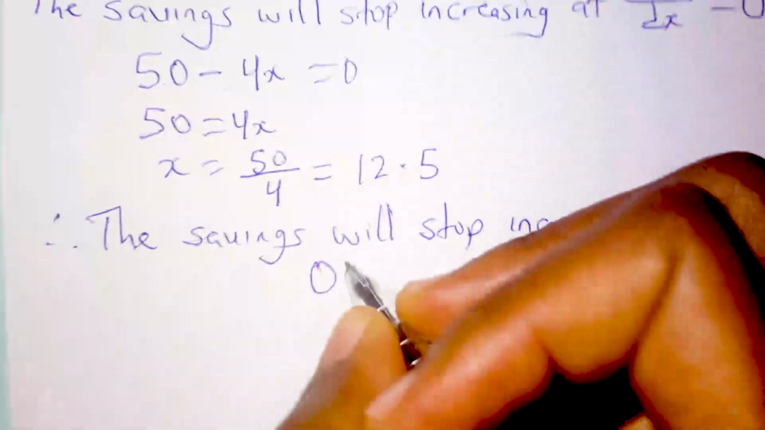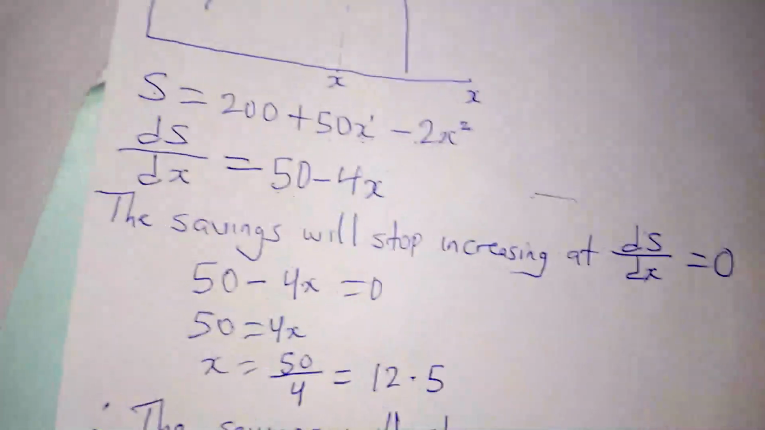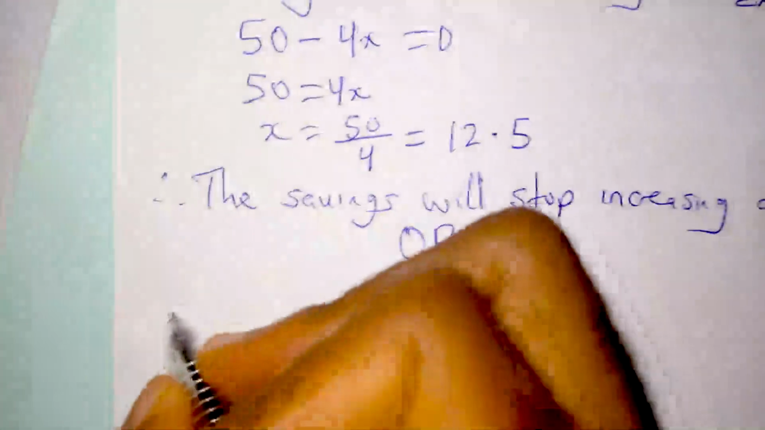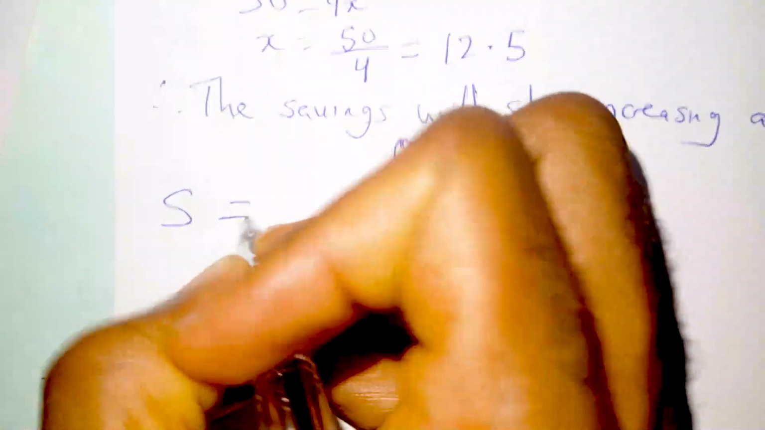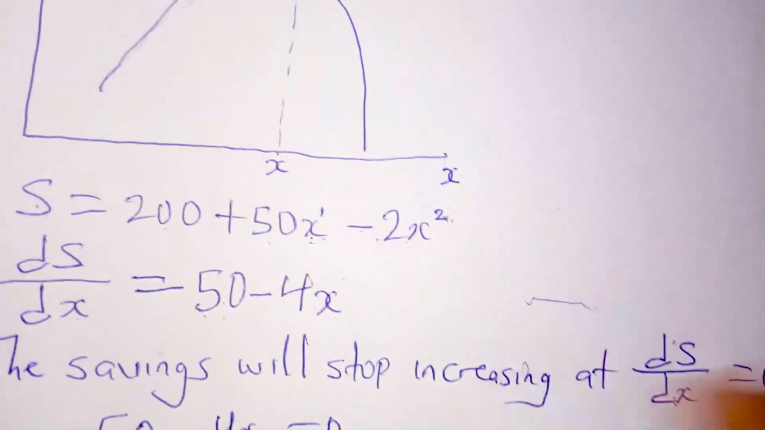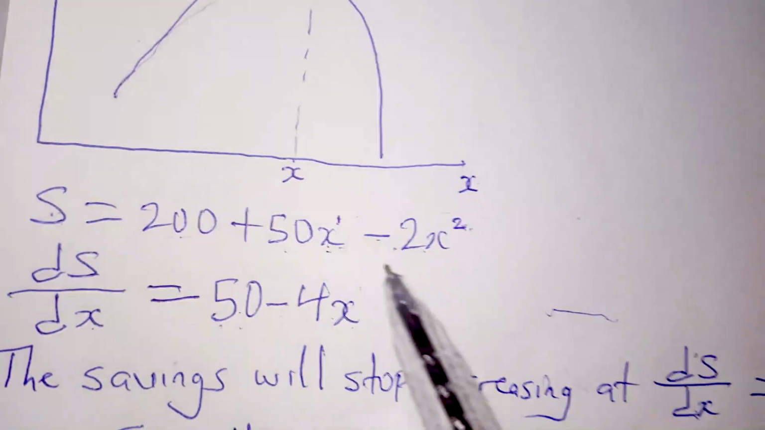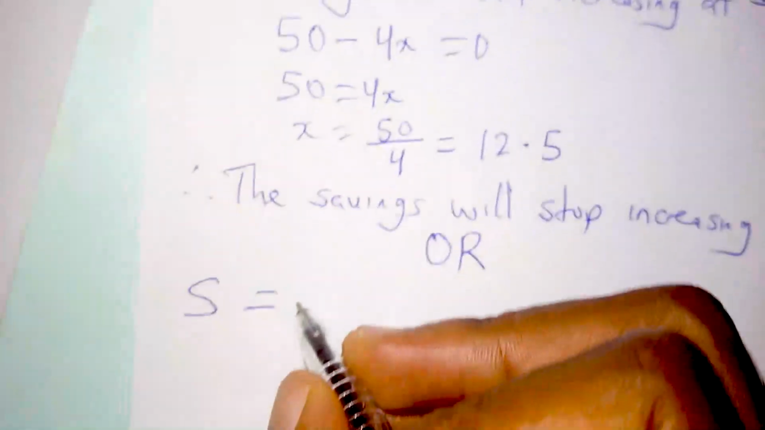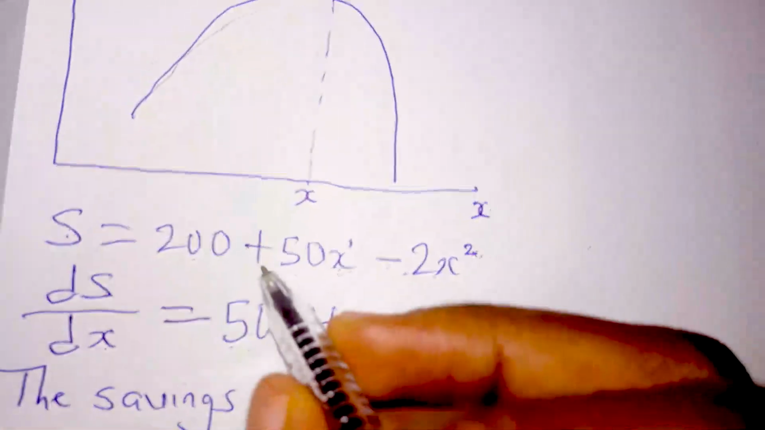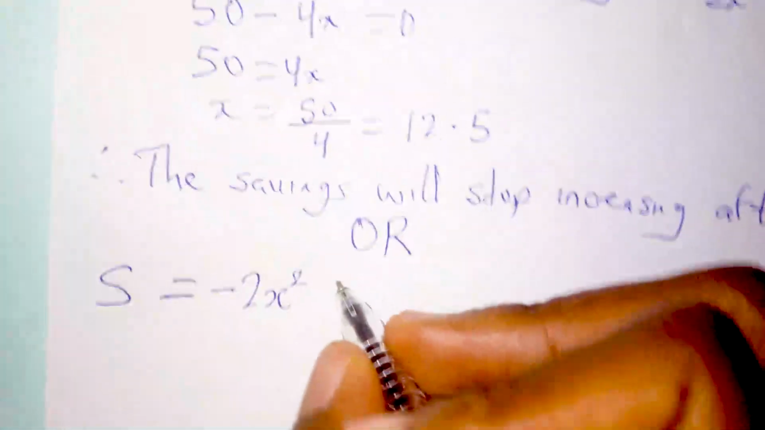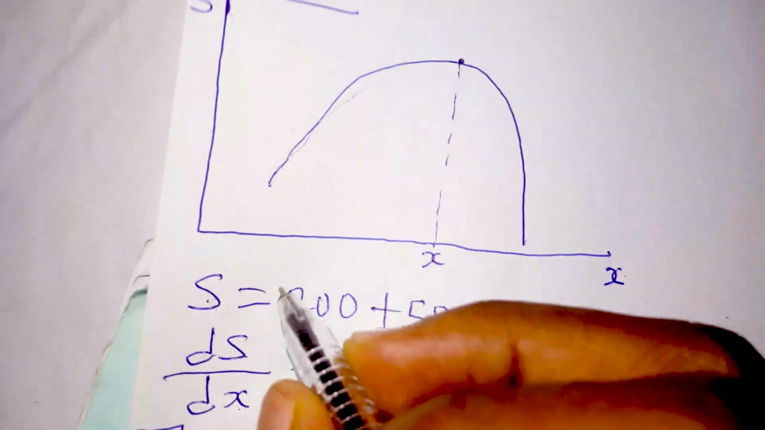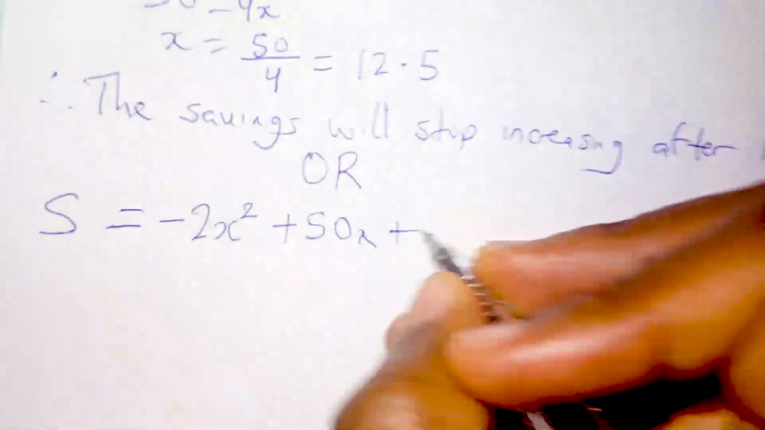Now from the equation you are given here, if I want to write this equation, I can write it as s equals, I want the x squared to come first, just to avoid mistakes. I'm going to have minus 2x squared coming first. This is not compulsory anyway. Then I want 50x to follow, plus 50x. Then the last is plus 200.